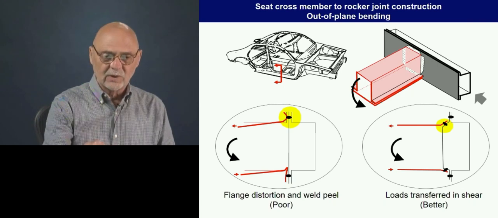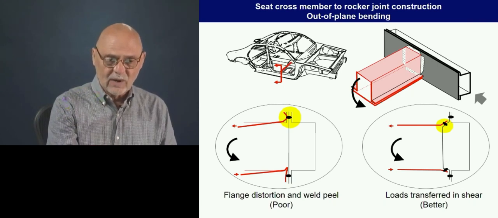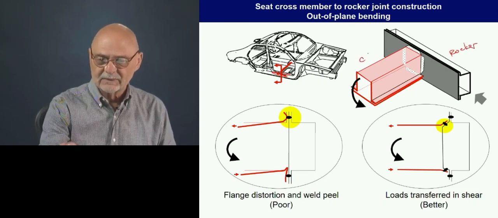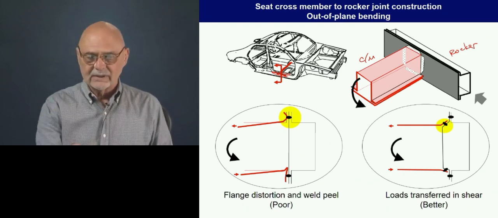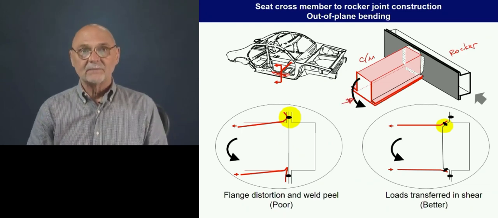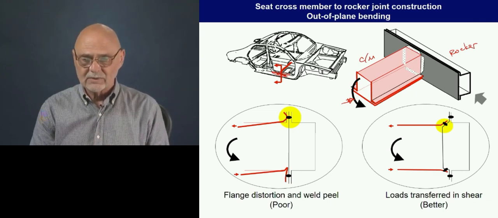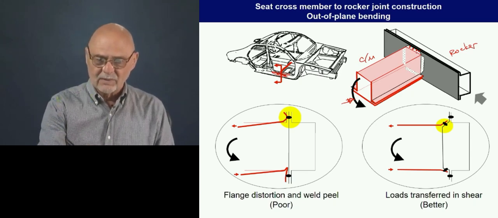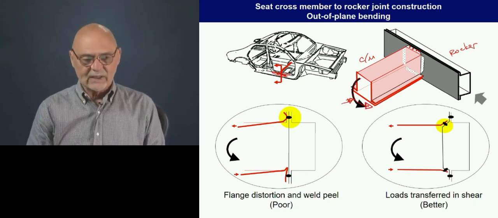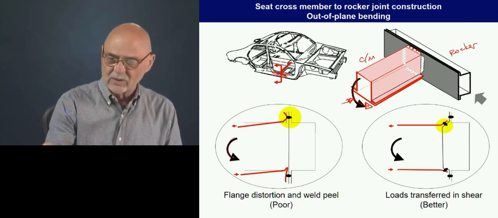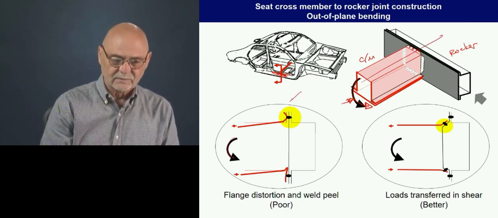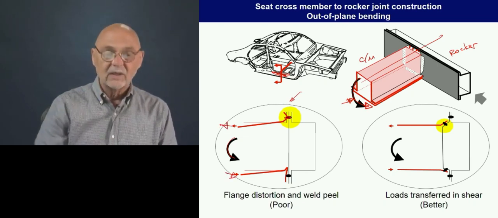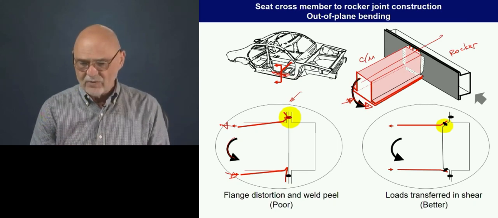So here's another example. Here we're looking at a cross member to rocker joint. So here's the rocker, here's the cross member, and we're looking at this joint in out of plane bending. Remember when we talked about that? Here we have some spot welds up here. We can imagine when we're applying a moment like this, now we're looking at a section right through here, that we have a tensile load here and a compressive load here, and here we're trying to put that into peel. So how can we improve that?